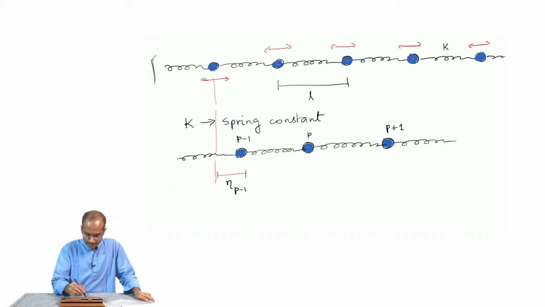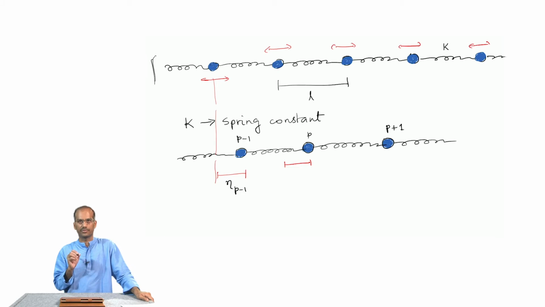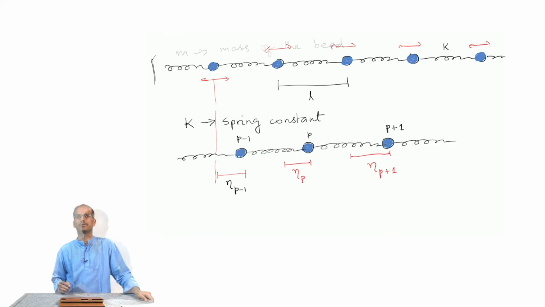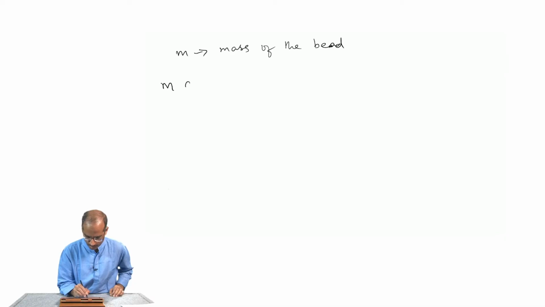Similarly, I can indicate this displacement of the pth bead as eta p, and similarly for the case of the p plus 1th bead. That is displaced by an amount eta p plus 1. So, the equation of motion would turn out to be something like this.